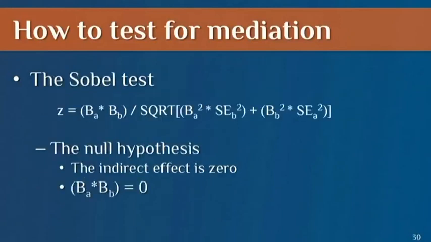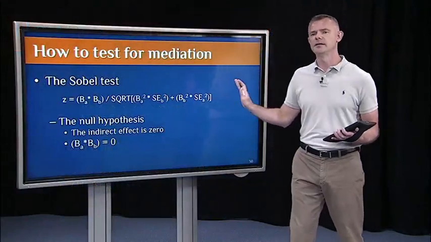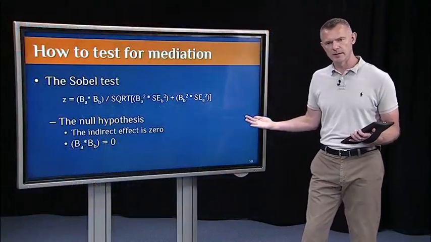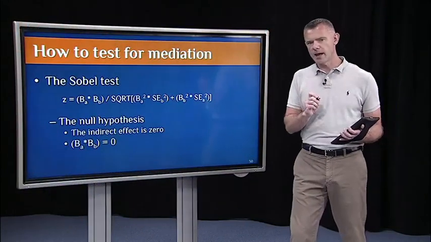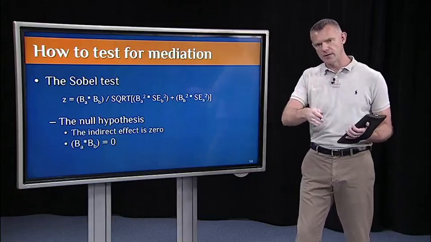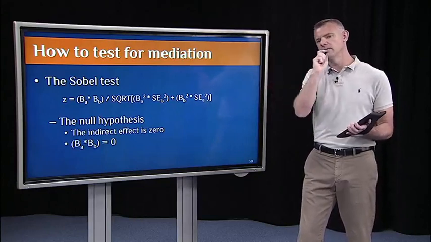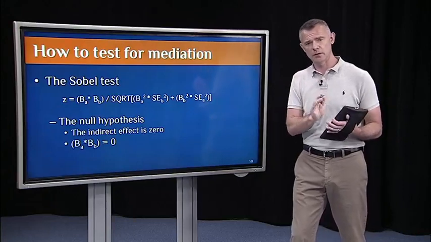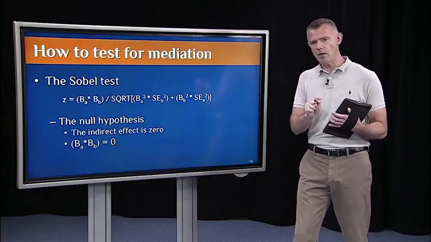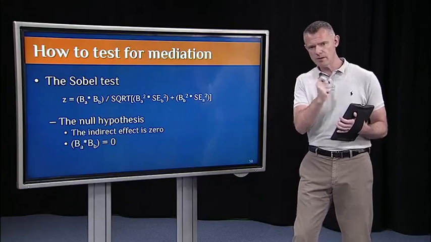The reason I wanted to wait on this Sobel test, I didn't cover it in segment 1, I'm covering it here in segment 2, is now it's a lot easier to explain what the Sobel test is doing now that I have labels on these paths. So the Sobel test is testing the effect of the indirect path. That is, the indirect path from X through M to Y, is that statistically significant? So it's a null hypothesis significance test, where the null hypothesis is that the indirect effect is 0. Okay? It's really important to remember that.